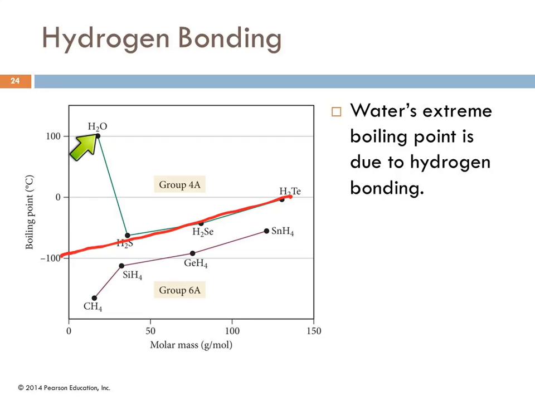Water has hydrogen bonding. None of the rest of these do. These molecules are nonpolar. These molecules are all polar, and their boiling points reflect that. They're higher. And we see this trend going up as molar mass increases because dispersion forces get stronger. But water just blows all those trends out of the water because of hydrogen bonding. Sorry, I just could not resist.